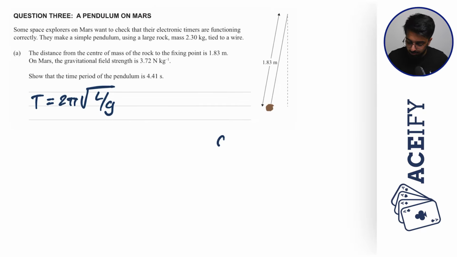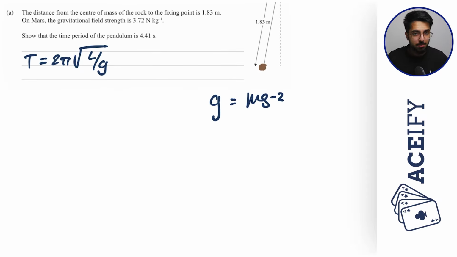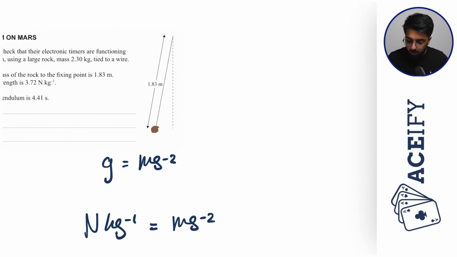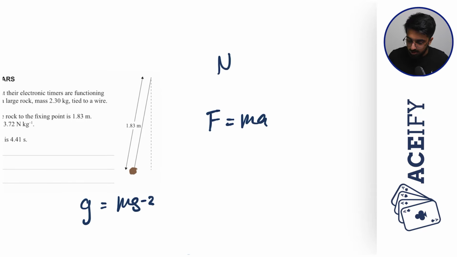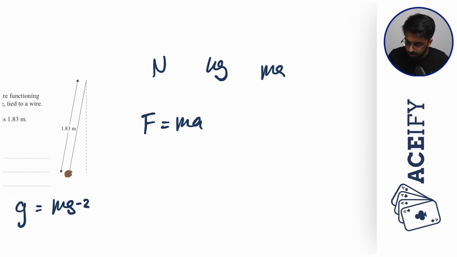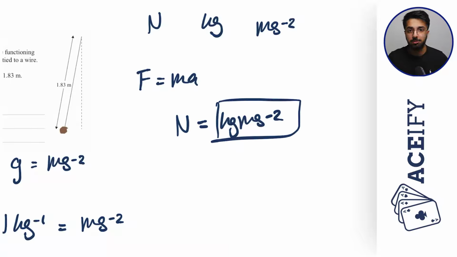Now, we know that the unit for acceleration due to gravity is meters per second squared, right? Now, what you may not know is that newtons per kg is equal to meters per second squared in terms of their dimensions, okay? Now, I'll show you how you can figure that out. We know that force is equal to ma. We know that the unit for force is newtons, the unit for mass is kg, and the unit for acceleration is meters per second squared. And therefore, we can say that the newton is equivalent to kg meters per second squared. So this is actually a valid unit for force.